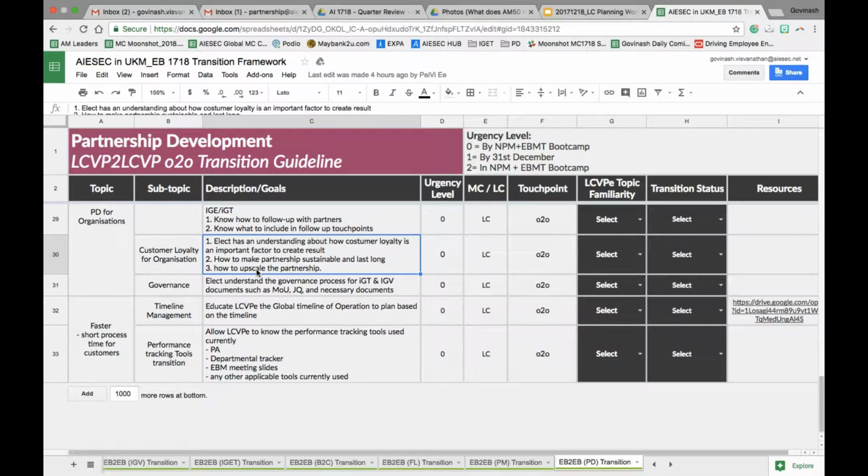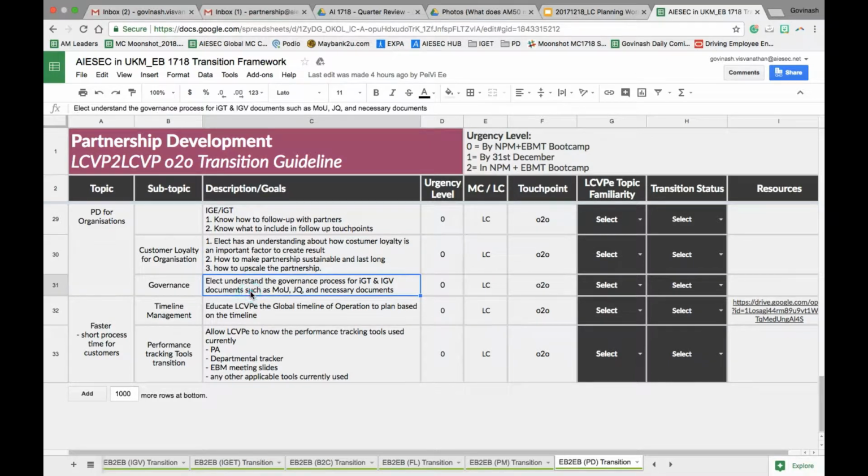So essentially, customer loyalty is about how we can retain our current partners, not just for a one-term basis, but essentially for the next coming 2 to 3 terms. So it's a sustainable partnership throughout these 2 to 3 years. So it's about really understanding why it is important that customer loyalty is there, as well as how we can make this partnership sustainable and last long. And lastly will be how to upscale the partnership, meaning how can we add more value to both the partner as well as to us.